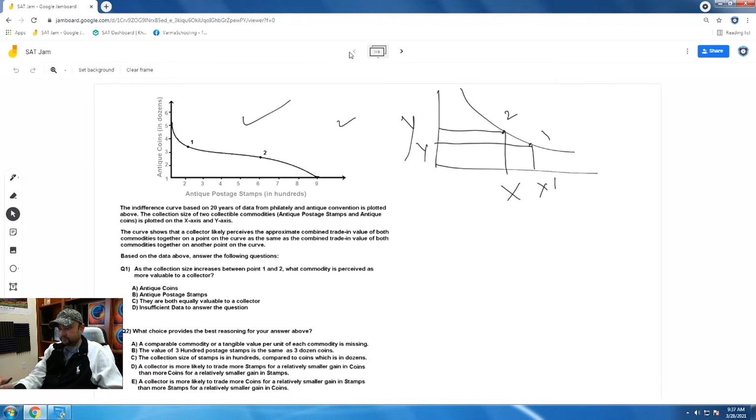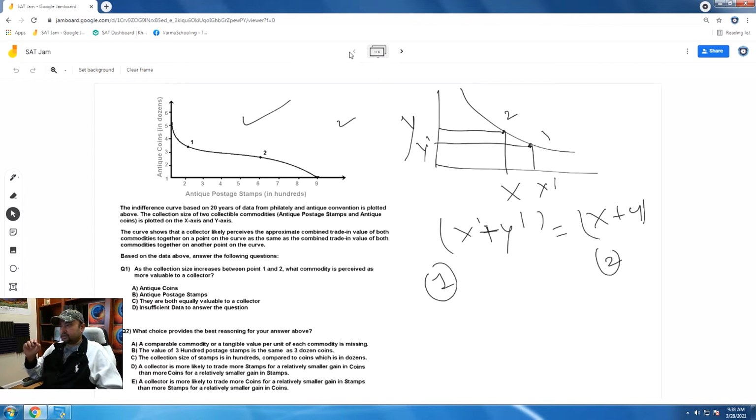So in here, x dash plus y dash. Now, think of that in terms of not numerical value, but perceived value. So x dash plus y dash is the same as x plus y. So this is point 1 and this is point 2. So we have 2 points on an indifference curve. Now, why is a curve like this even existing?